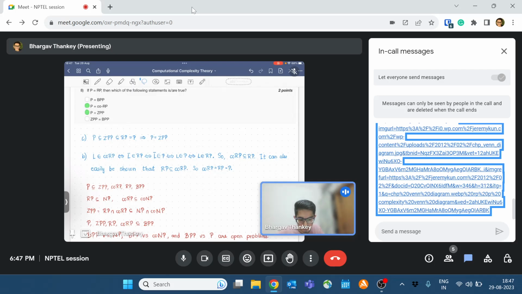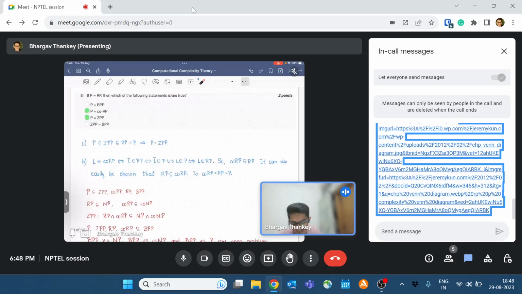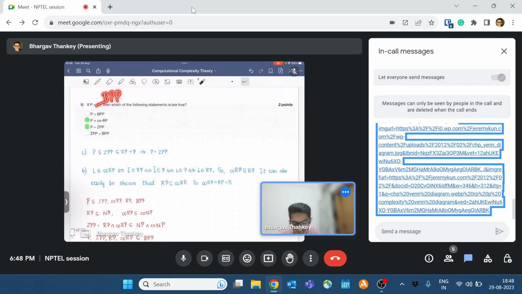Basically, we have this relation, right? And it is possible that this is a strict subset. But if the question were P equals BPP, then it would be equal to BPP, ZPP, RP, co-RP, everything. But since it's RP, you can't say anything about BPP. Is this fine?